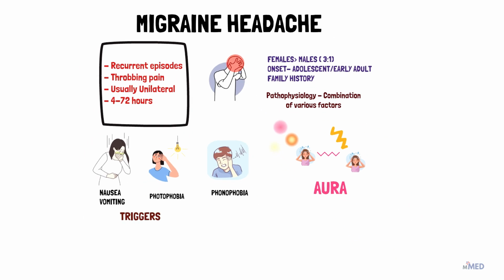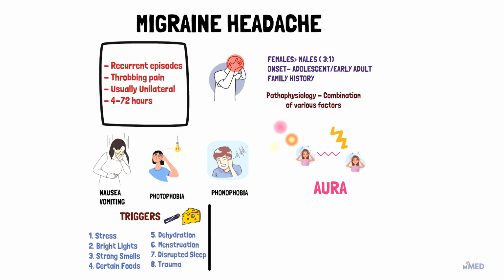Now let's talk about the triggers. Migraine triggers vary between patients and may include stress, bright lights, strong smells, certain foods like chocolate, cheese, and caffeine, dehydration, menstruation, disrupted sleep, and trauma. Migraines are made worse by simple exercise, and patients with migraine prefer to lie down in a quiet, darkened room.